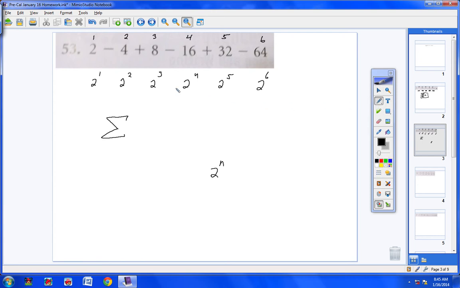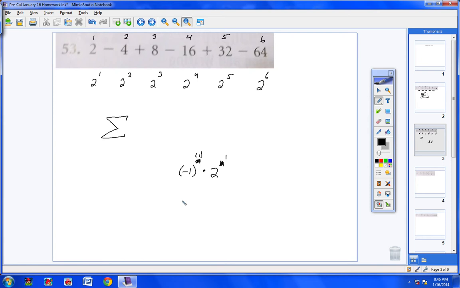Normally in the past, students, when you've had alternating signs, you've put negative 1 to the n. Now watch, please, why this won't work. First of all, I'm going to put a 1 in right here. So if I put a 1 in right here, for negative 1 to the 1, negative 1 to the 1 is a negative 1.